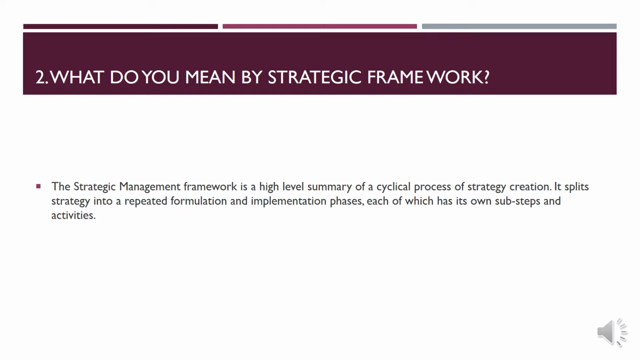What do you mean by strategic framework? The strategic management framework is a high-level summary of a cyclical process of strategy creation. It splits strategy into repeated formulation and implementation phases, each of which has its own sub-steps and activities. There are 4 components to the strategic framework: first is business objective, second is approach, third is measurement, and fourth is targets.